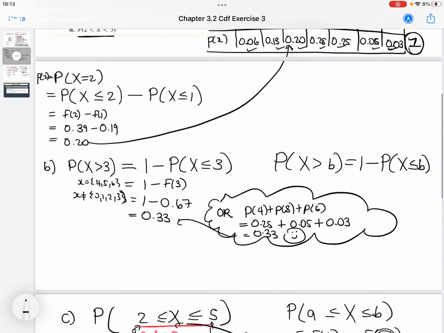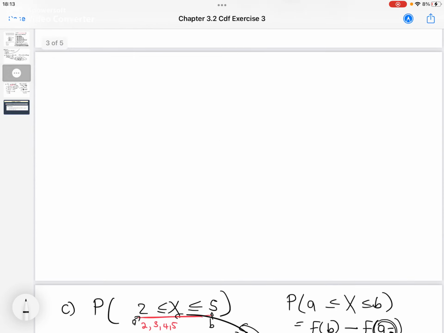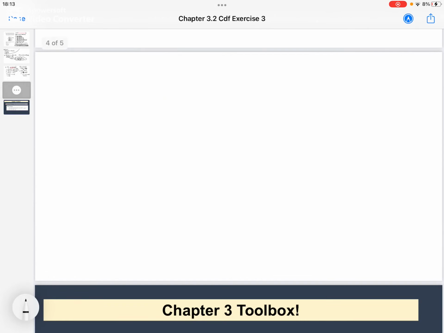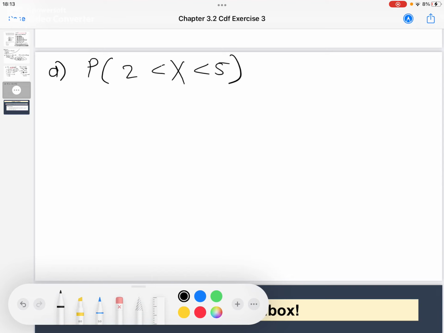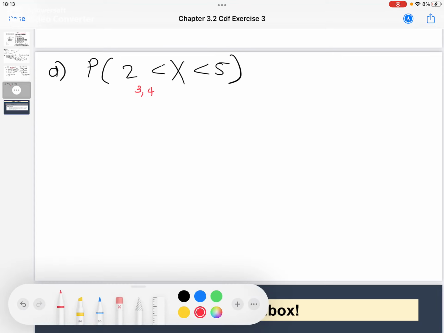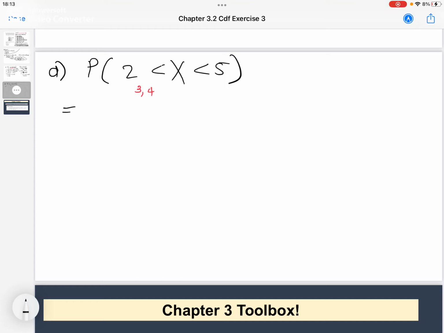Awesome. And then D, calculate the probability of x being greater than 2 and less than 5. Which values of x are between 2 and 5? So excluding 2 and excluding 5, it's 3 and 4, right? So if you want to verify your answer, you can just add P3 and P4. What is this equal to? This is equal to the probability that x is greater or equal to 3, less than or equal to 4.